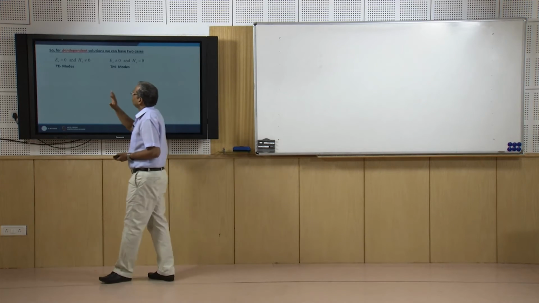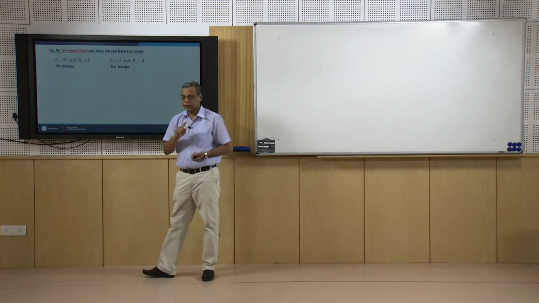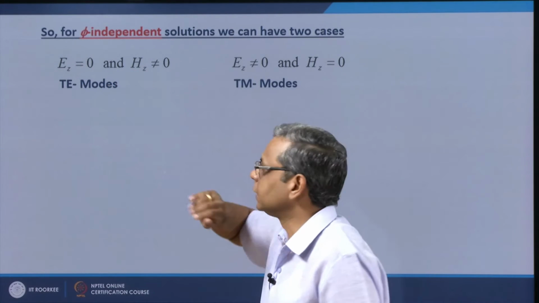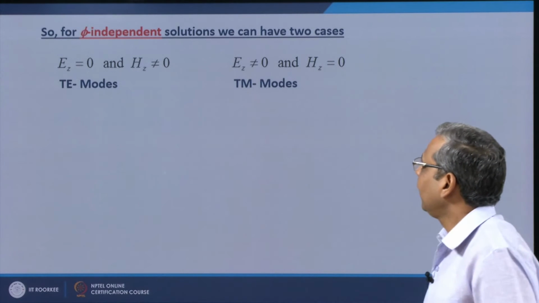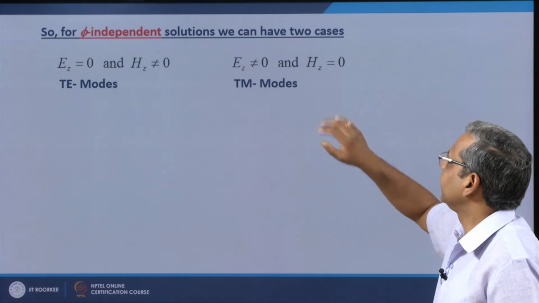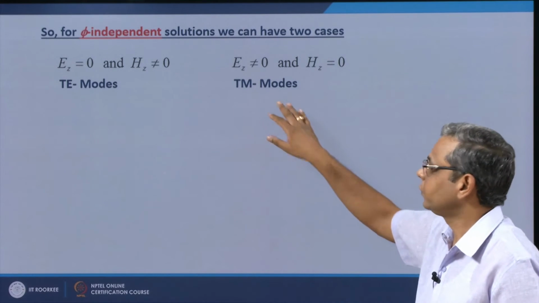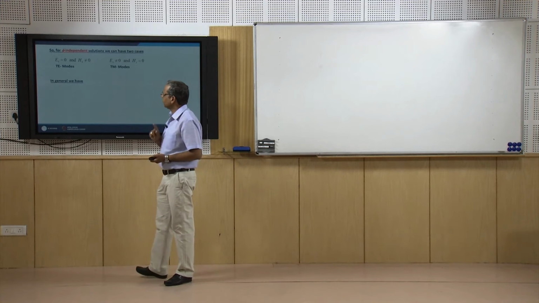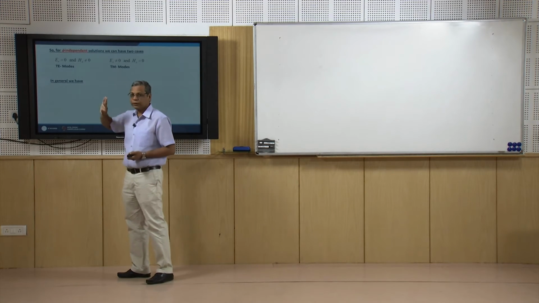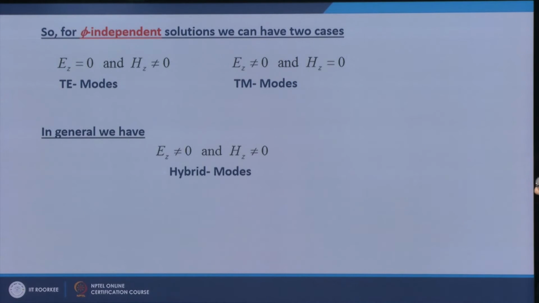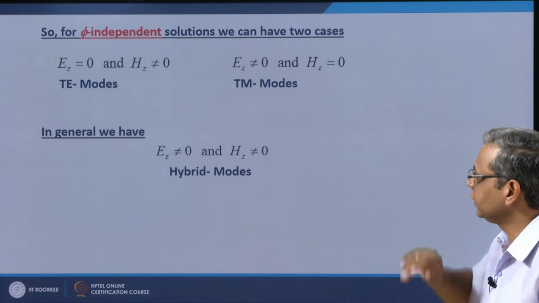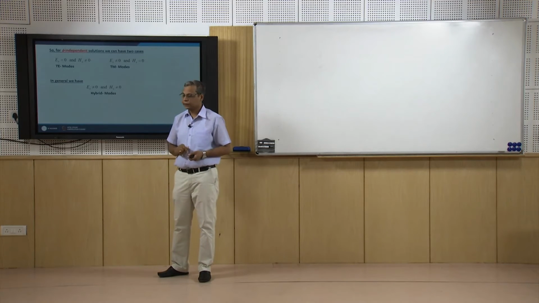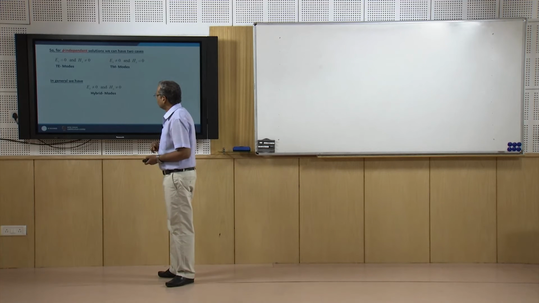So, for phi independent solutions we can have two cases. One is Ez equal to 0 and Hz not equal to 0, which is nothing but the case of TE modes, and another is when Ez is not equal to 0 and Hz is equal to 0, which is nothing but the case of TM modes. In this way I can separate out two polarizations, but in general Ez is not equal to 0 and Hz is not equal to 0 simultaneously. It means in these kinds of modes two polarizations will be there, and they are called hybrid modes.